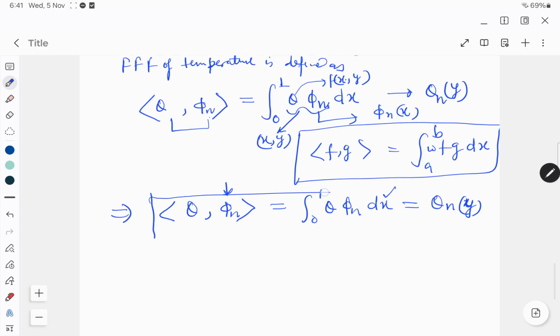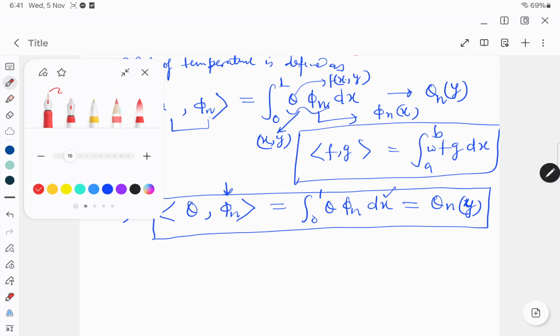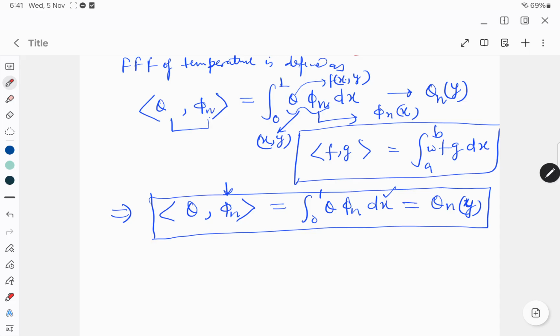This concept you must understand. First the FFT of the variable, then we will move ahead to how to take the FFT of the differential equation. So what do you understand right here? This theta n y is the transform temperature.